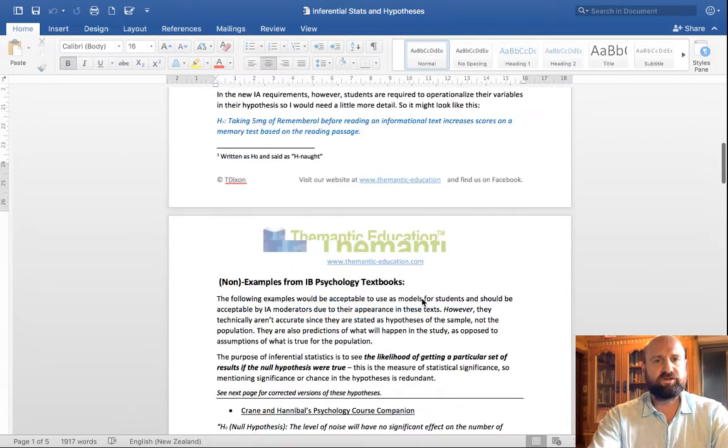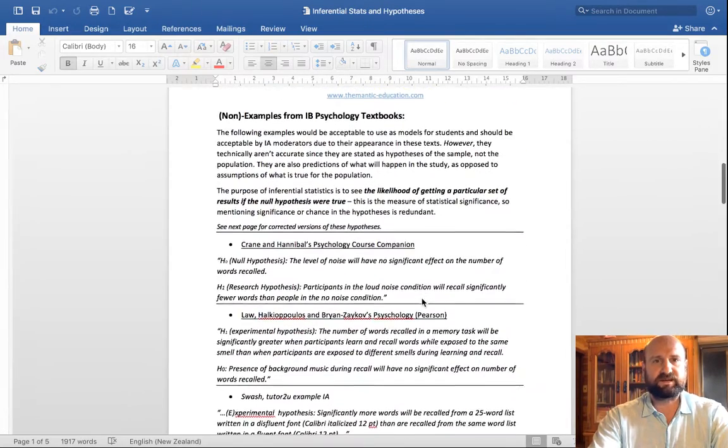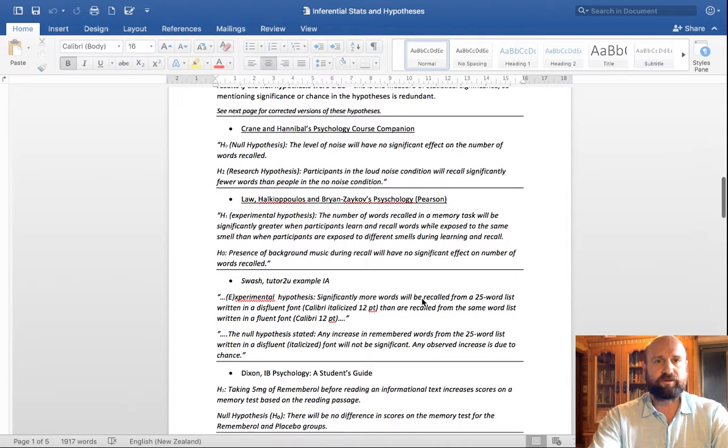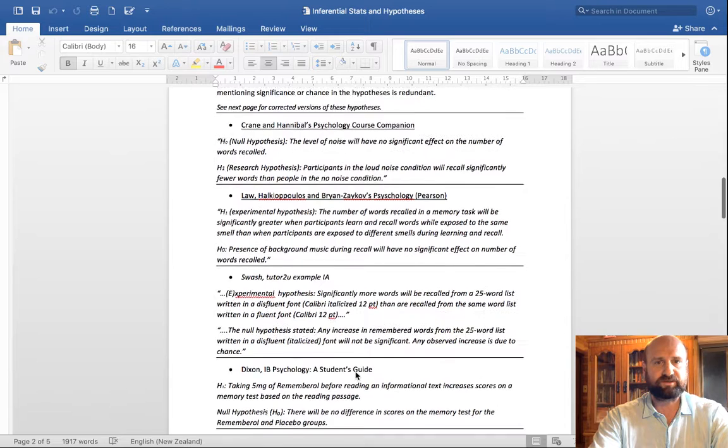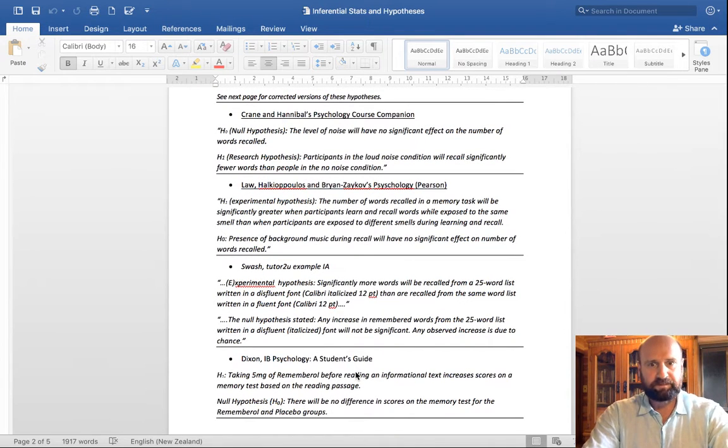So what I've included in here is actually some of the examples we can find from the other popular IB psychology textbooks when it comes to writing hypotheses. And when we're doing inferential statistical tests, we're testing the null hypothesis, so we need to make sure we get it right. What we've all done in these is talk about significance and use the future tense. Will have a significant effect.